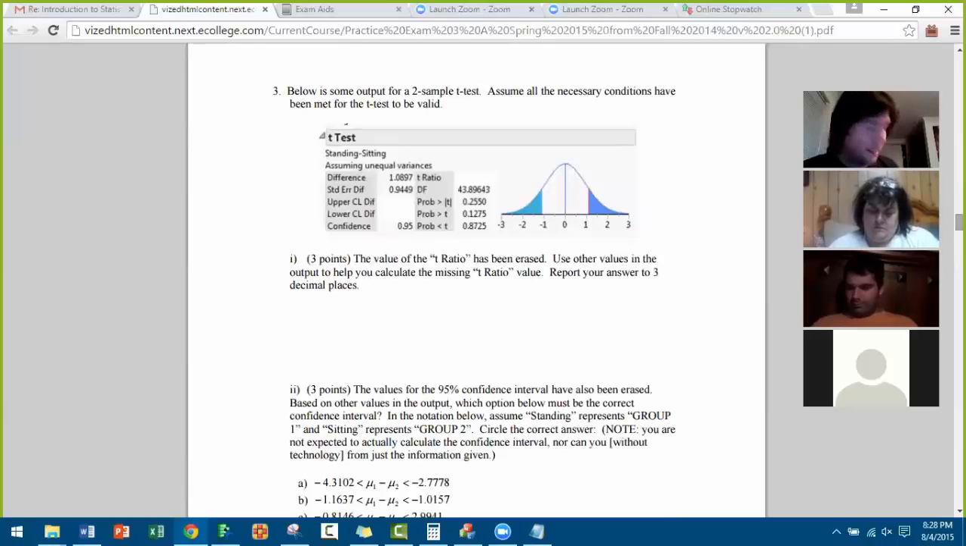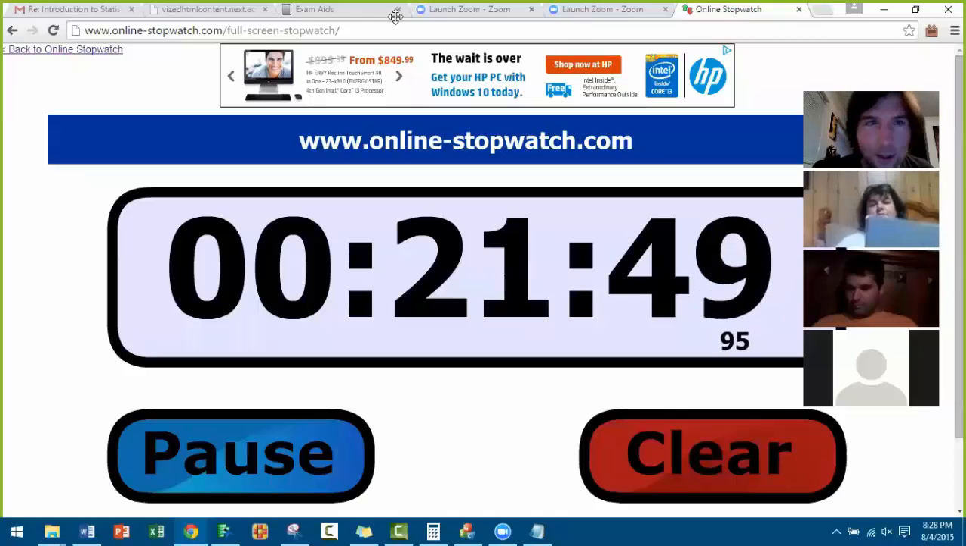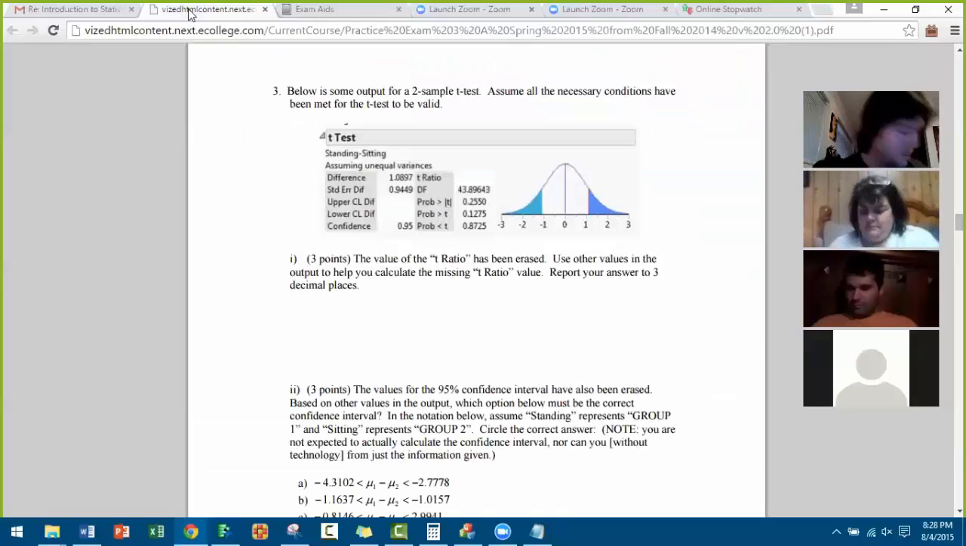Okay, we're back to, let me get the timestamp on this. We're back to 2 sample t's. Didn't we just do one? Well, that didn't take too long. 2140, 2 sample t's. Okay.